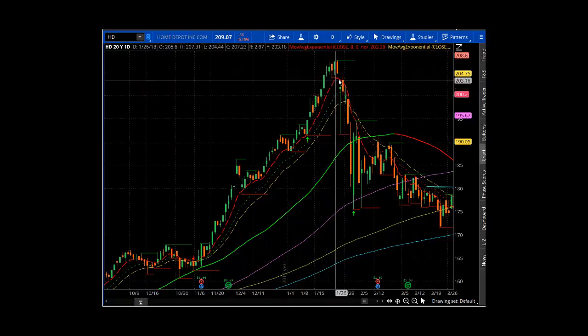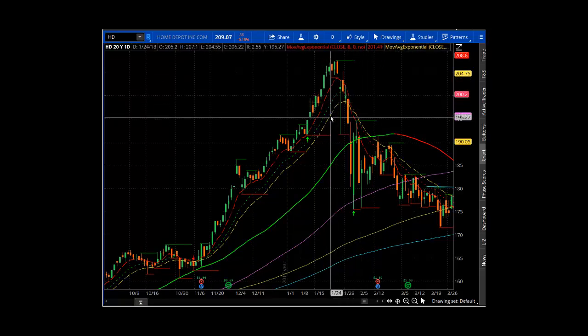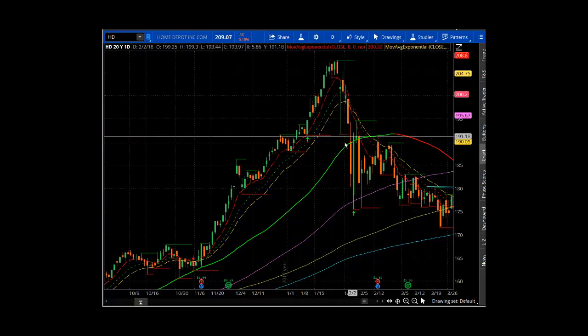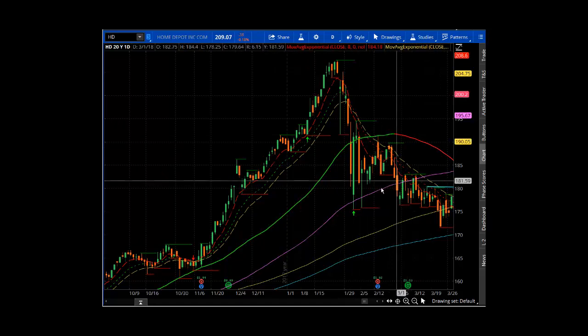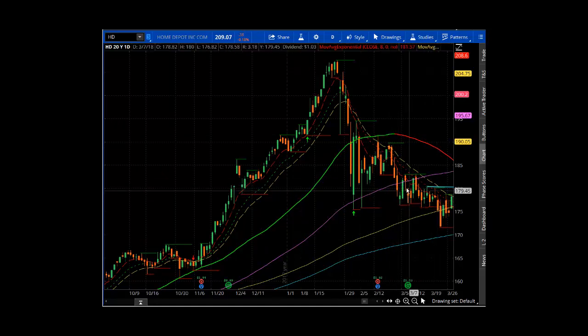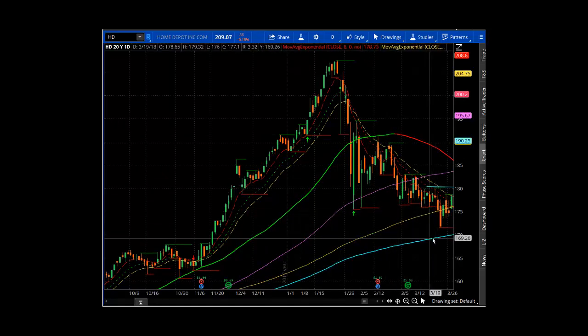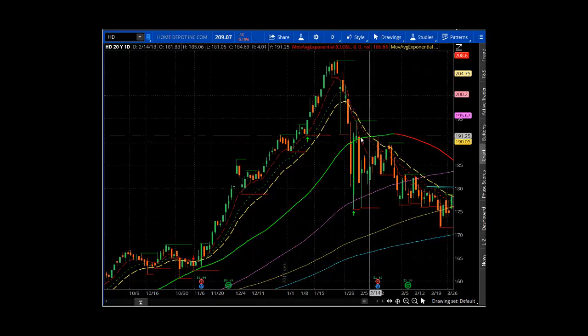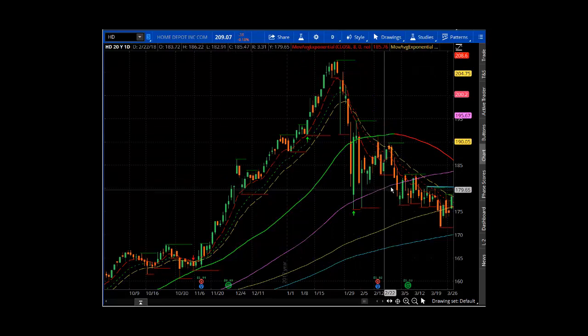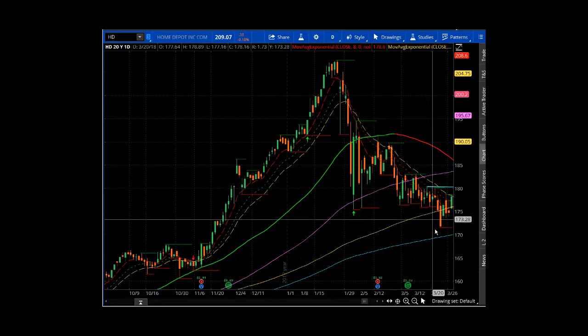Okay, so I like to use this 8 exponential moving average, the 21 period moving average right there, the dashed yellow, and then I like to use what we call the simple moving averages. I like the 50s, very, very important. So here's a 50 simple moving average, and then a 100-day moving average, or 100 period, a 150 period, and a 200 period. This being a daily chart, this would be a 50 simple moving average, 100 period, 150, 200.